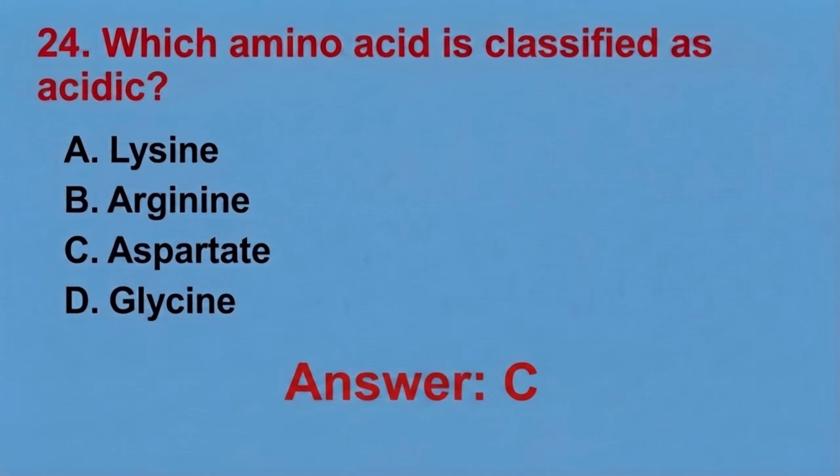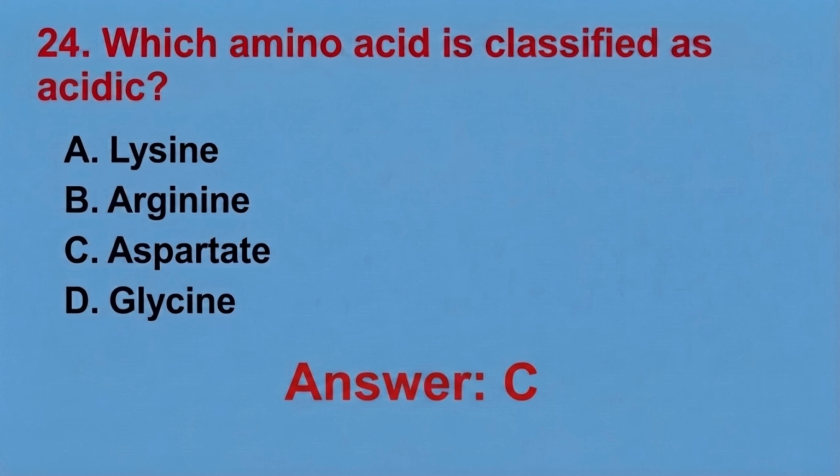Here is an exam tip. Only 2 amino acids are acidic. These are aspartate and glutamate, the only two amino acids which are acidic.